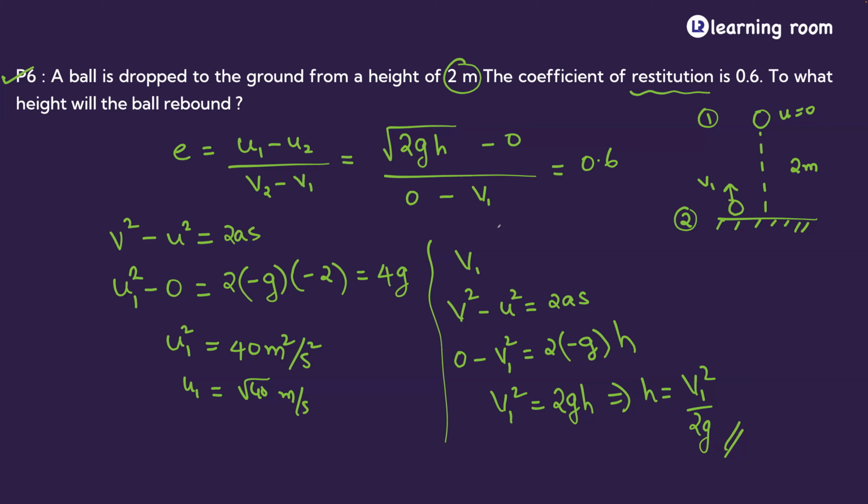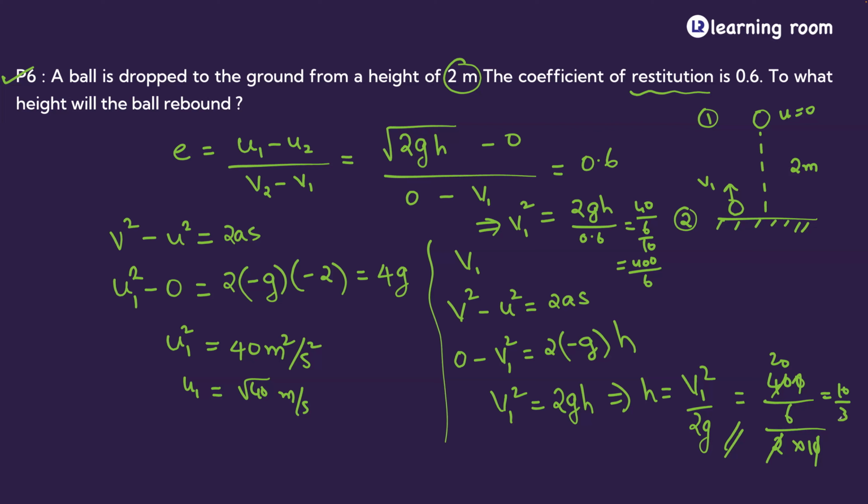From here, if you observe, what will be the value of V1? V1 square will be equal to 2gh divided by 0.6. But 2gh, we already know it is 40. So 40 divided by 0.6, you can write it as 6 by 10, it will be 400 divided by 6. So V1 square is 400 divided by 6. Take and put it here. So it will be 400 divided by 6 divided by 2 into 10. This and this will get cancelled. We cancel this 20. So the answer will be 10 by 3.